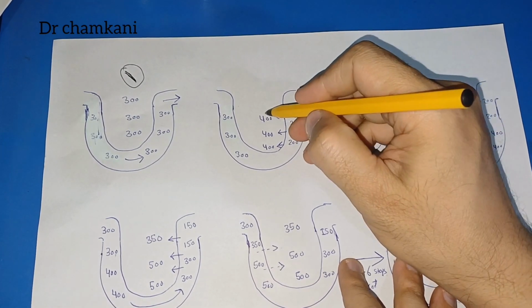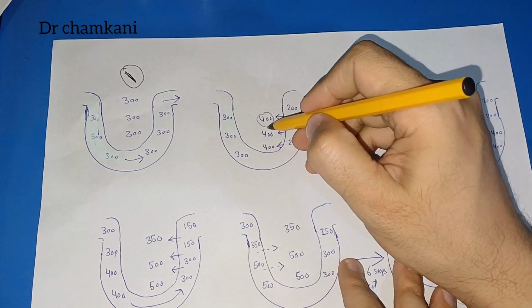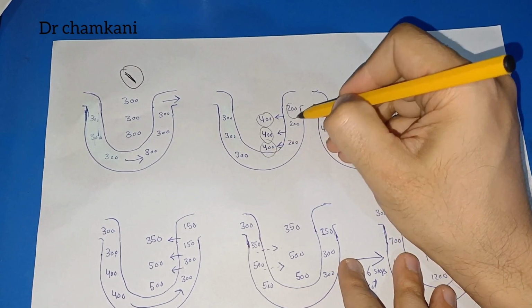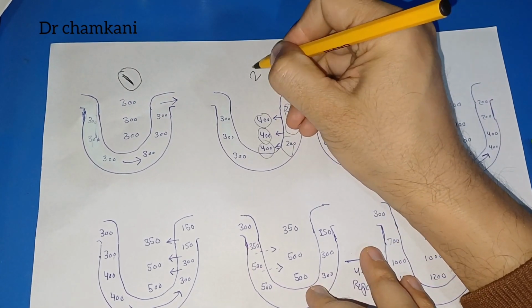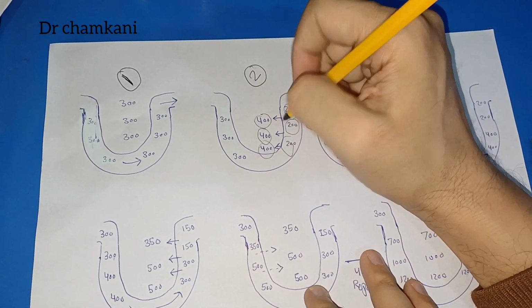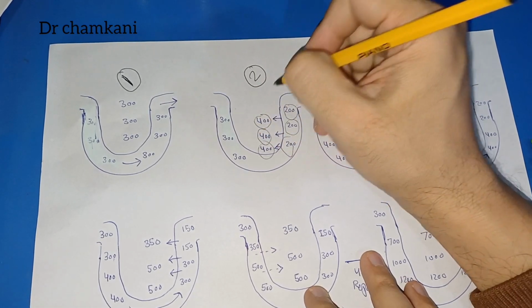Here the osmolarity has increased to 400, and here the osmolarity has decreased to 200, because of the active transport of ions, especially sodium chloride ions. Now, this was step 2.